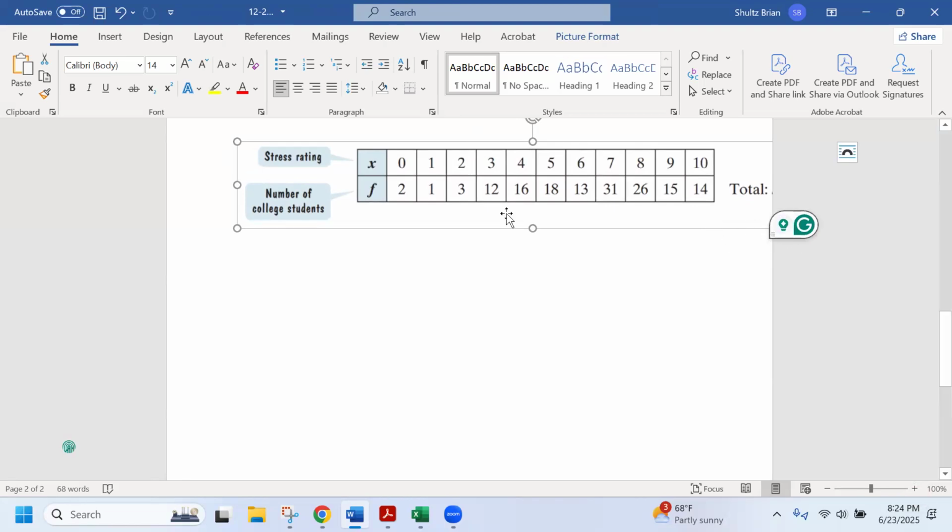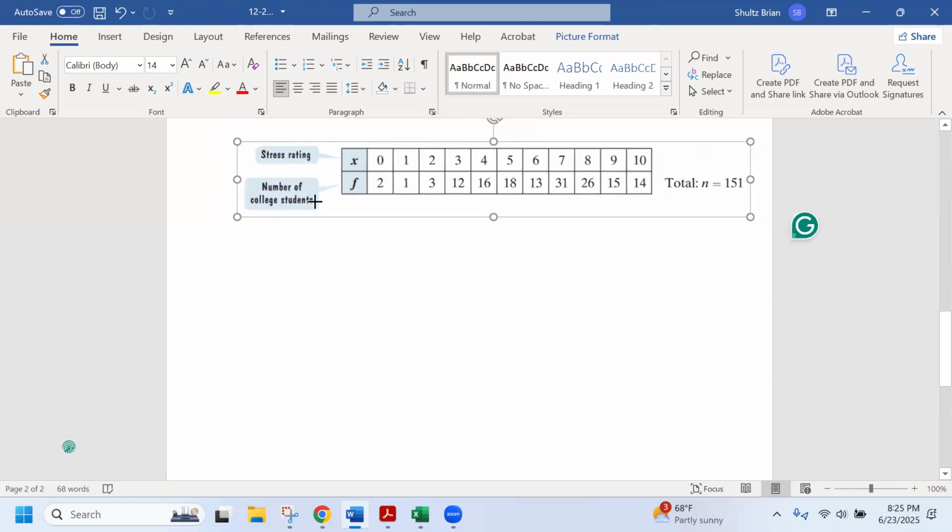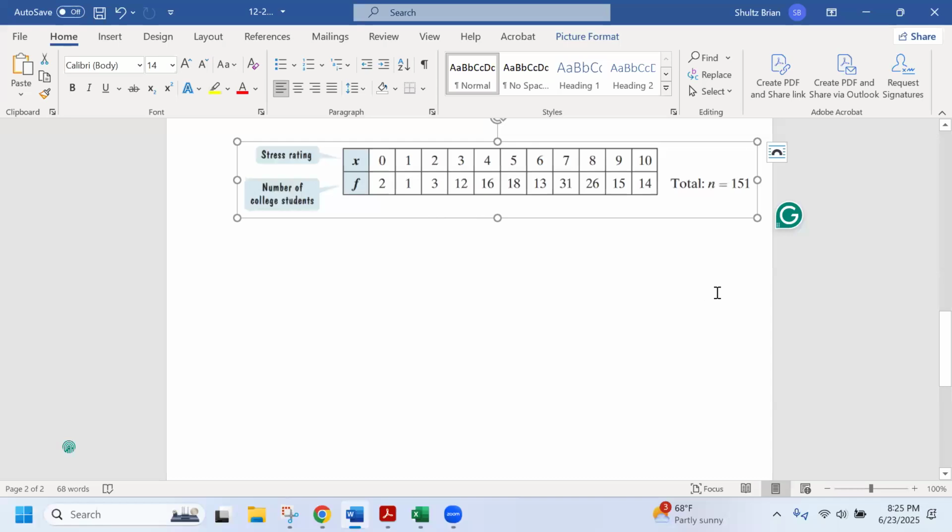Okay, so now I'm going to make it a little bit smaller. And you notice right here, they've got the total N is 151. If I'm going to find the mean of this data, I have to add up all the values. This is where the trick comes in, or what people mistake. What this says is there are 2 students that have a stress rating of 0.